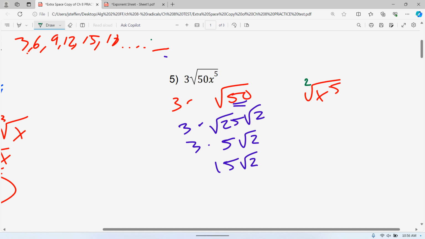A couple people have been putting a 1 there, and I get it because a lot of times if there's no exponent, there's a 1. If there's no denominator, it's 1. If there's not a number in front, it's 1. I get we do 1s for a lot of that, but 2 is the one for square roots. So make sure you're careful with that.